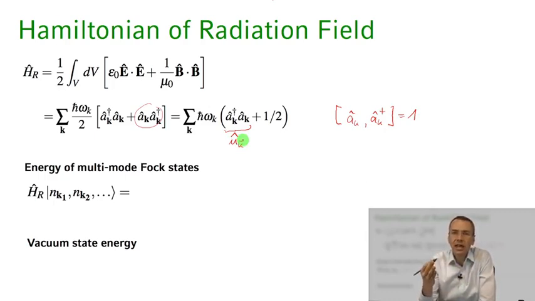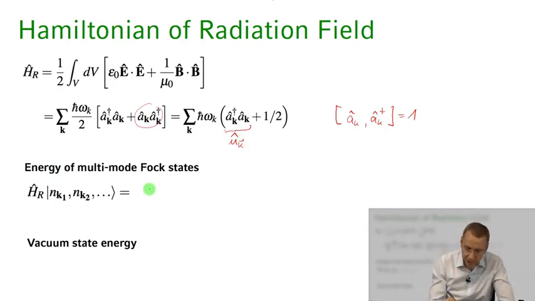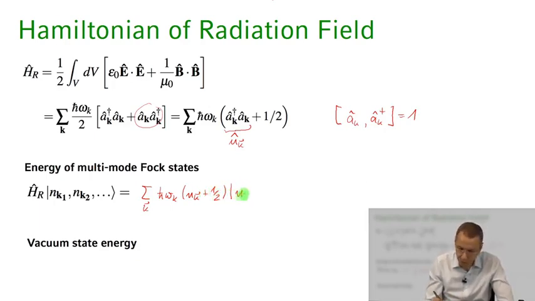So let's now pick a certain state where we assume we have a number n_k1 of photons in mode k1, n_k2 photons in mode k2, n_k3 photons in mode k3, and so forth. And we just want to calculate what's the energy of this system, composed of different degrees of excitation of the quantum harmonic oscillators associated with these different radiation field modes. Well, we can just write that down. That's just the sum over all the modes k of h bar omega_k (n_k plus 1/2), applied to this multimode Fock state where we have n_k1 photons in mode k1, n_k2 photons in mode k2, and so forth.